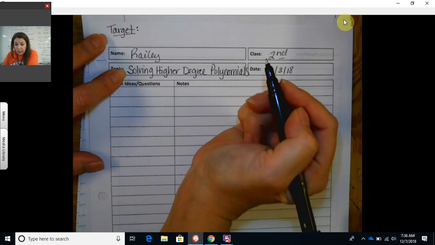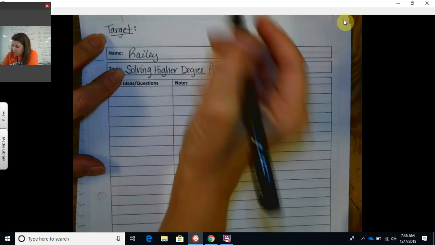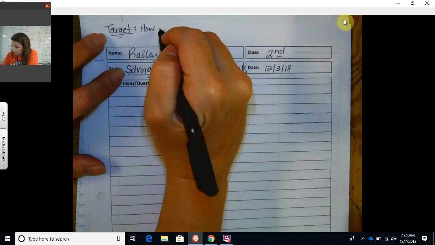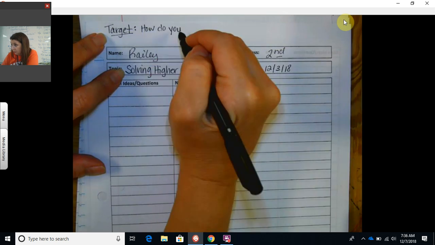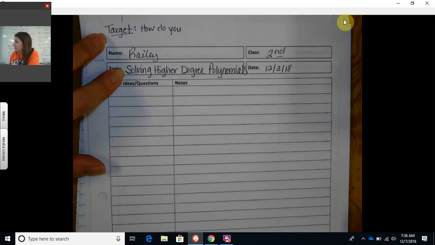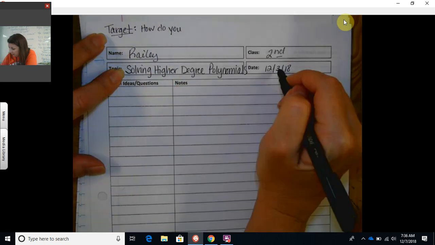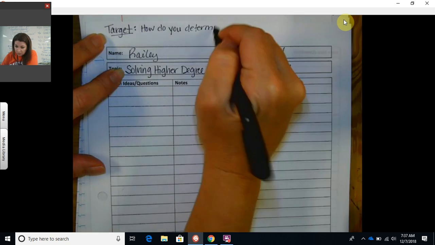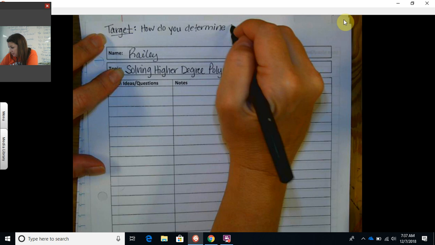How do you determine how many roots a polynomial has?